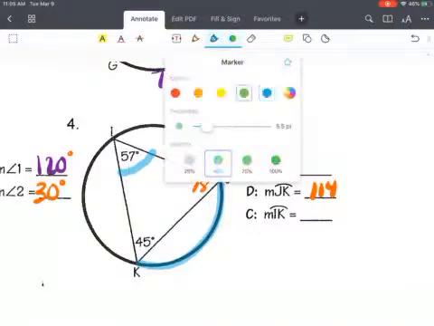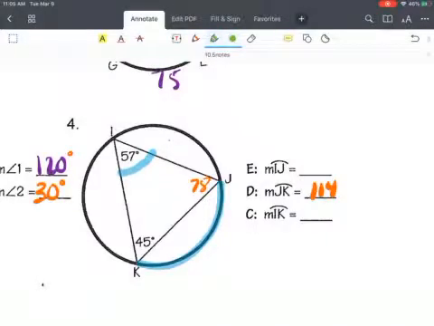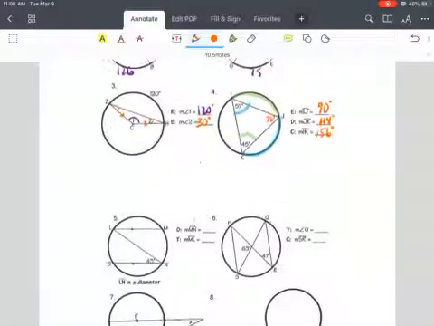If I wanted to find arc IJ, that corresponds to the inscribed angle of 45. So that gives me 90. And then I could subtract those two from 360 to find the last one, or do the same process, but I would get 156 degrees.